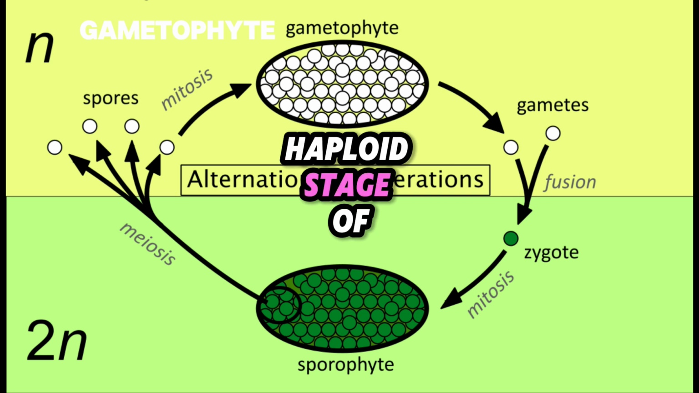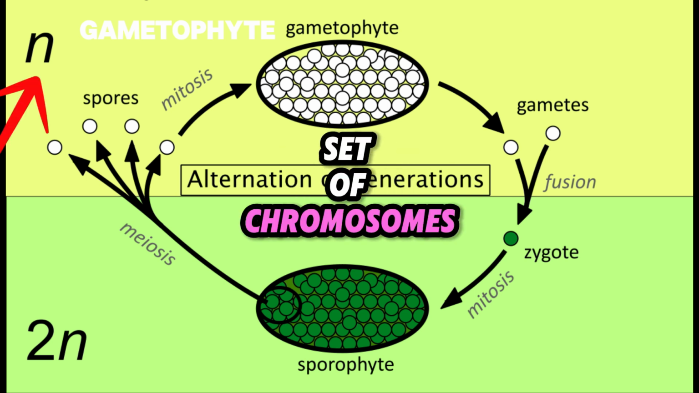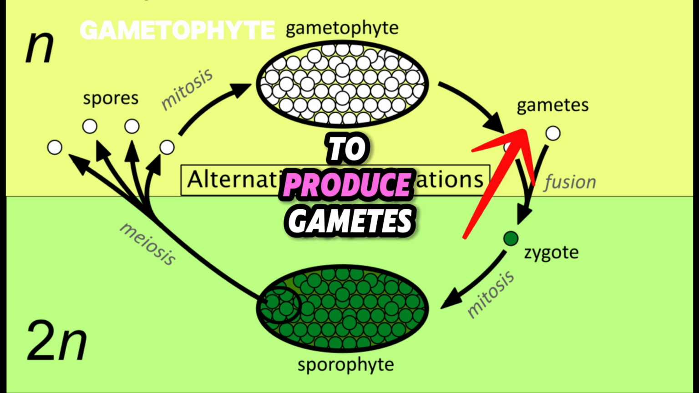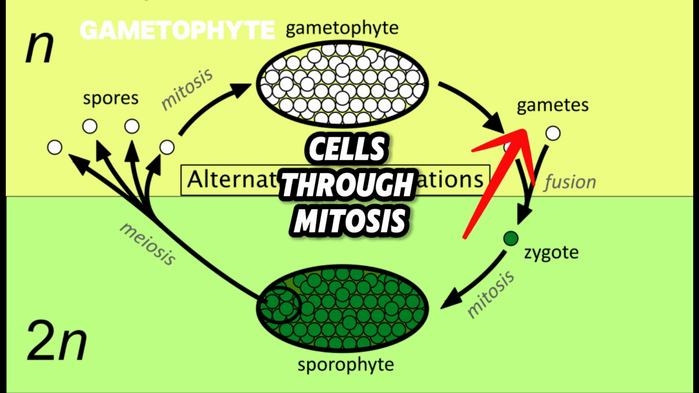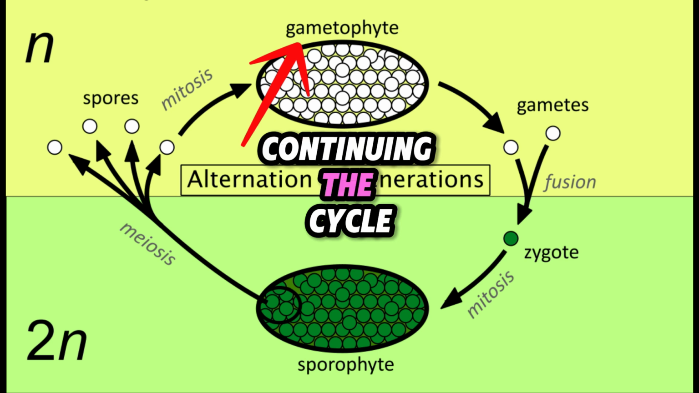Gametophyte is the haploid stage of a plant's life. That means it has only one set of chromosomes. Its job is simple: to produce gametes like sperm and egg cells. Through mitosis, those spores later grow into new gametophytes, continuing the cycle.